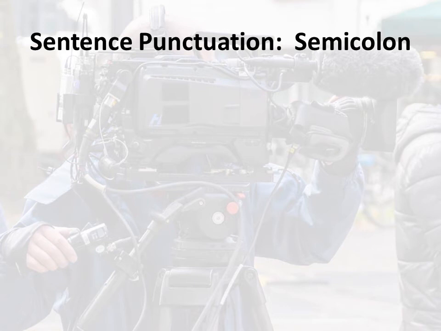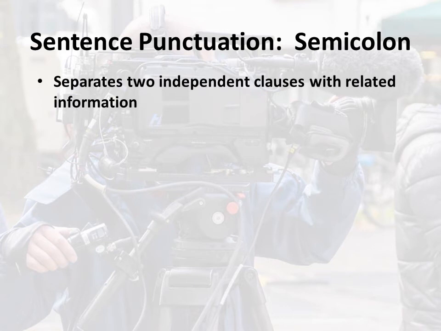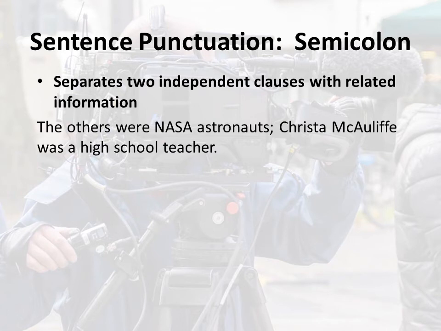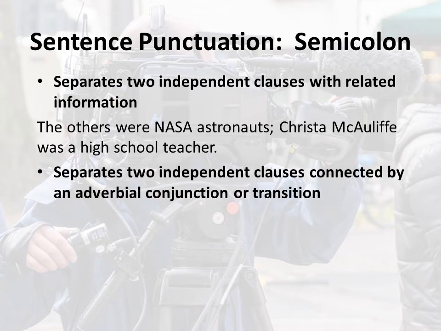And now we come to my favorite punctuation, the semicolon. The semicolon separates 2 independent clauses with related information. So we've already talked about that, but let's look at another sentence. The others were NASA astronauts. Christy McCullough was a high school teacher. I could separate these with a period, but these 2 sentences are very closely related. I'm talking about what 6 people were and what the 7th person was. So I choose to put a semicolon here. The others were NASA astronauts, semicolon, Christy McCullough was a high school teacher, period.